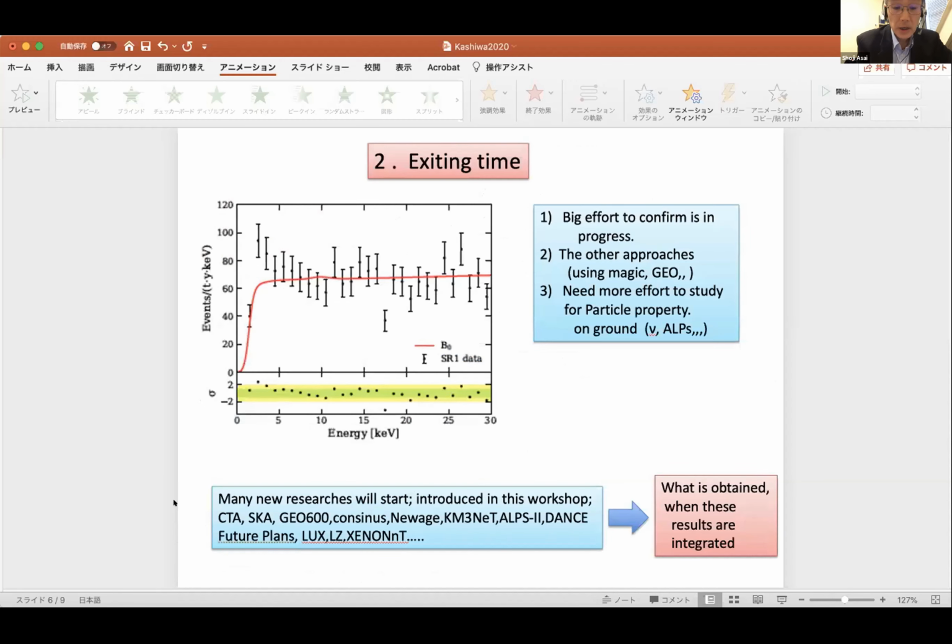The second thing is that many new research projects will start now, including those introduced in this workshop: CTA, SKA, GEO600 and others. DANCE is also a very interesting experiment. And as a future plan, LZ and a XENON n-ton experiment are proposed. So for the next step, we have to consider what is obtained when these results are integrated. Integration of these results is very important. So this is a homework for the next workshop.